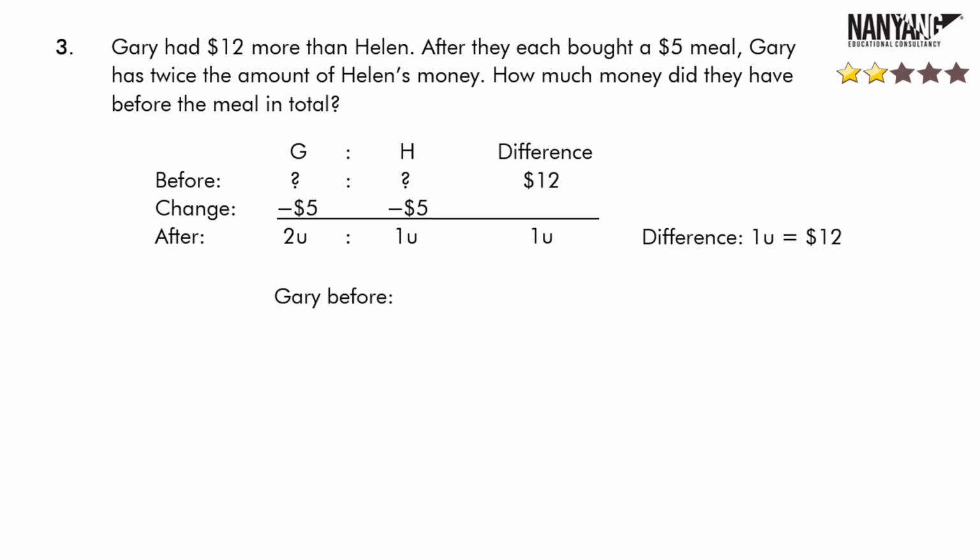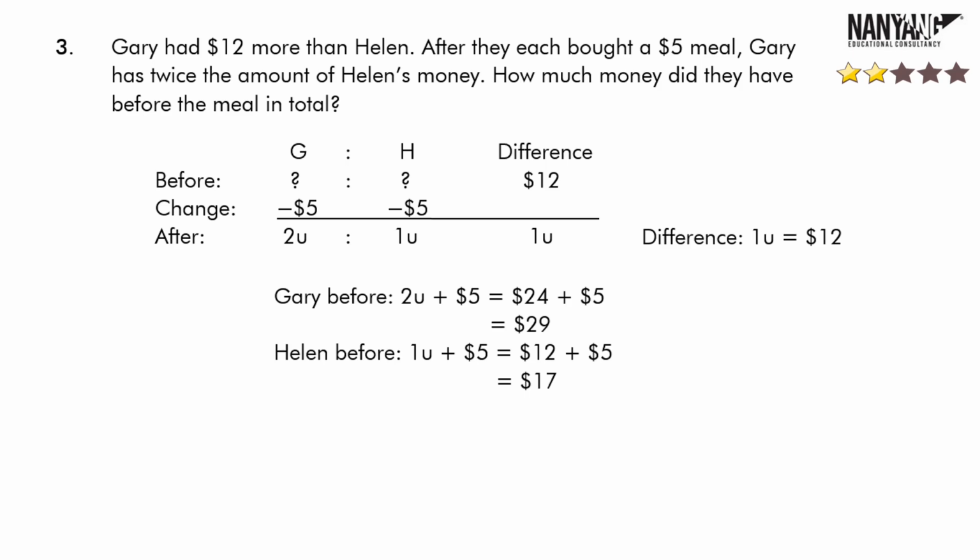Now we can find out how much money Gary had before the meal. It is 2 units plus $5, which is $24 plus 5, $29. Next we find out how much money Helen had before, which is 1 unit plus $5 equals $12 plus $5, $17. Now simple enough, we can just find out the total amount of money they had before the meal. $29 plus $17, $46. So that's our answer. They had a total of $46. Did you get it?